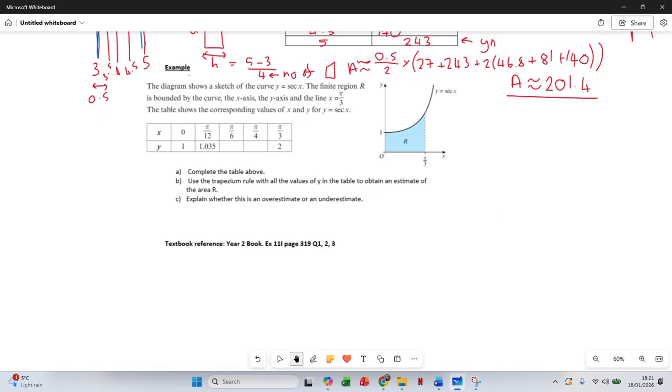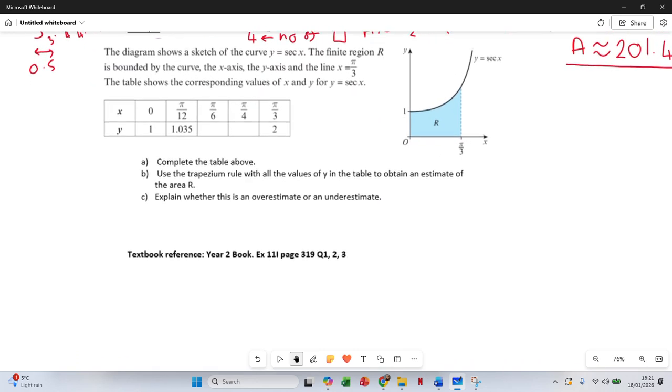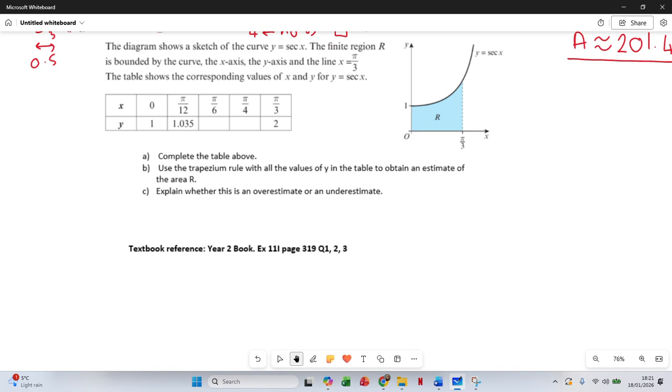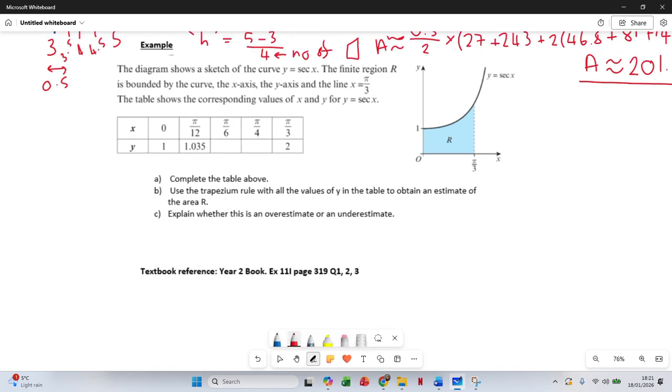Right, we're going to have a look at one more example, which just has a little bit more info, but it's basically the same thing. So here we have y is equal to sec x. The finite region is bounded by the curve, the x-axis, and the line x is equal to pi over 3. So we're only integrating between 0 and pi over 3. You can see this table's already been filled in for us.